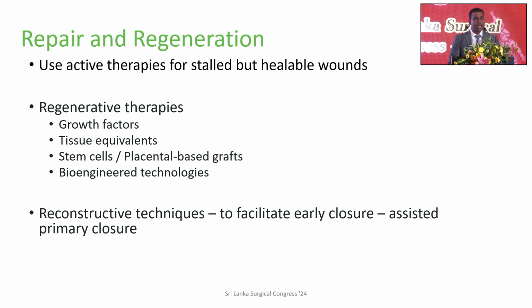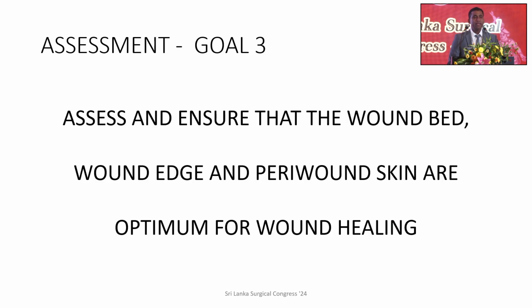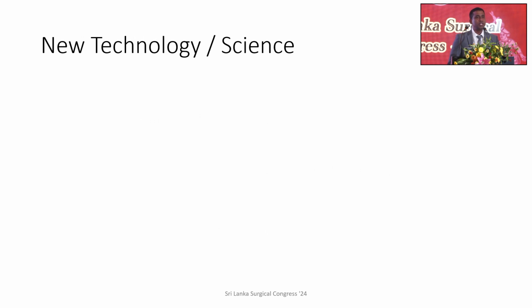The market is there now, it's getting more and more productive in terms of reconstruction and regeneration to try and get that wound to final wound healing. So for me, assessment 3, and that's the last goal we talk about, is to make sure you have the right wound bed, right wound edge, and the right peri-wound skin, and you should be able to achieve wound healing.